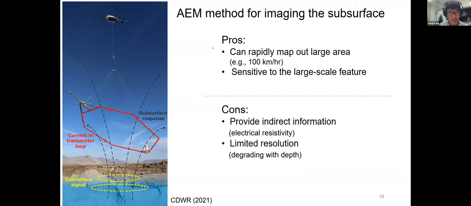And the limitation of this technique is that what it provides is, again, indirect information about electrical resistivity. It does not provide direct information on hydrogeology. So it is critical to understand the relationship between electrical resistivity and the hydrogeology that you would like to image. And again, the second is it has a limited resolution, which generally degrades with depth, and it is related to the diffusive nature of electromagnetic geophysics.